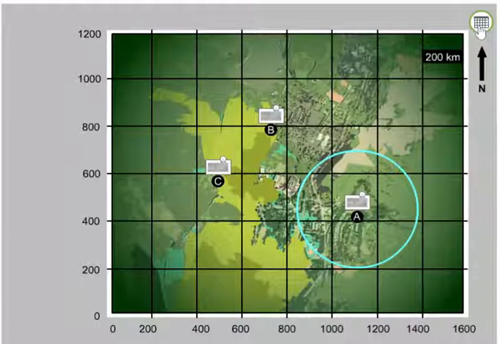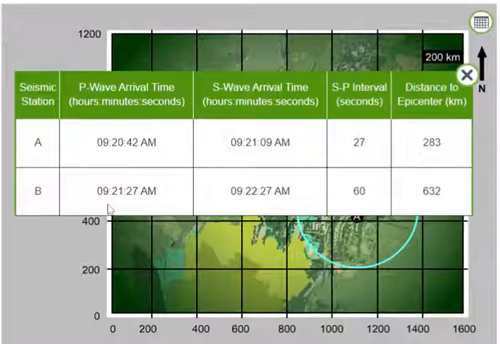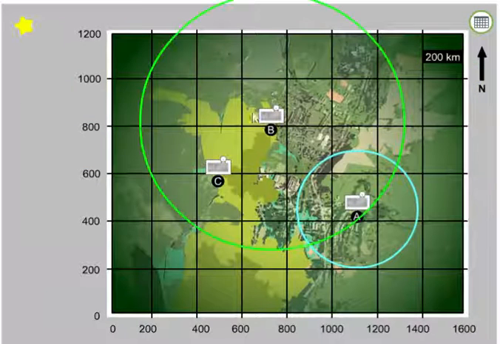Now station B reports in that they had their primary wave at 9:21 and 27 seconds. Their secondary wave came in at 9:22 and 27 seconds. This gives us a 60-second interval between the 2 waves. That means that the epicenter would be 632 kilometers away from station B. So the circle is going to be a lot bigger.